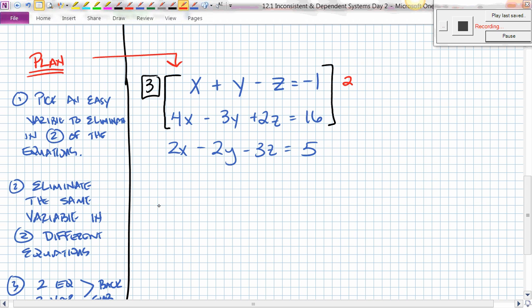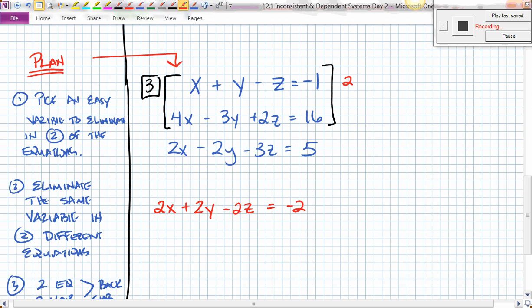So 2 times x is 2x. Give yourself lots of space. 2 times y is a positive 2y. You want to eliminate first, substitute later when you're getting to 2 by 2. 2 times negative z is negative 2z, right? Equals 2 times negative 1 is negative 2. Did I do that right?